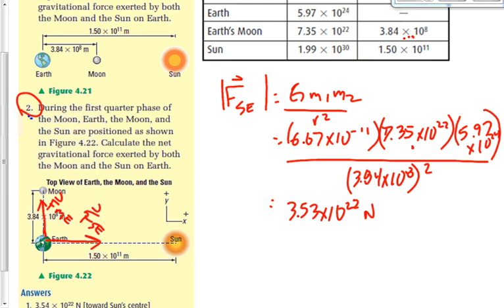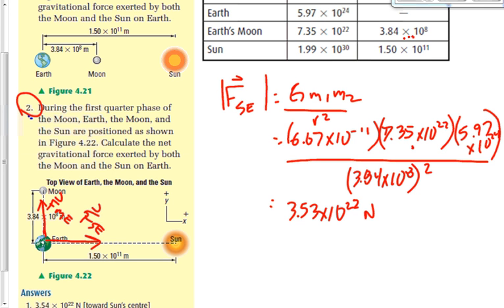All right, so the force, pretty big: 3.53 times 10 to the 22. You would expect it to be pretty big because this force is what keeps the Earth in orbit around the sun. If the Earth is going to stay in orbit around the sun because of this force, it's going to be a big force. Why? The Earth is big. It takes a lot of force to keep it from moving off in a straight line. Now, we're not done, though.